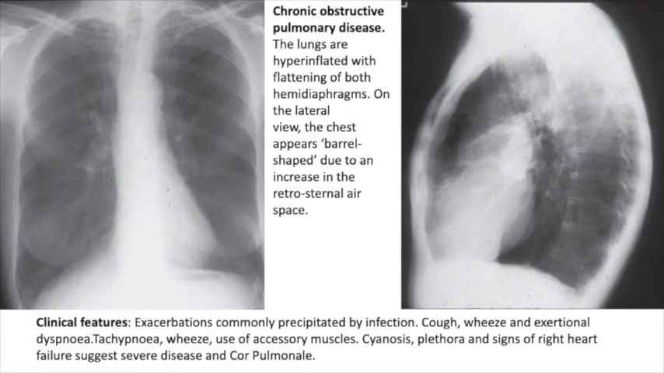Another kind of disease is chronic obstructive pulmonary disease. It is similar to asthma, but in this case some parenchymal lines will appear, simulating fibrosis, and in the lateral view you will see a barrel shape sign due to increase of the retrosternal air space. It's very important to know that.